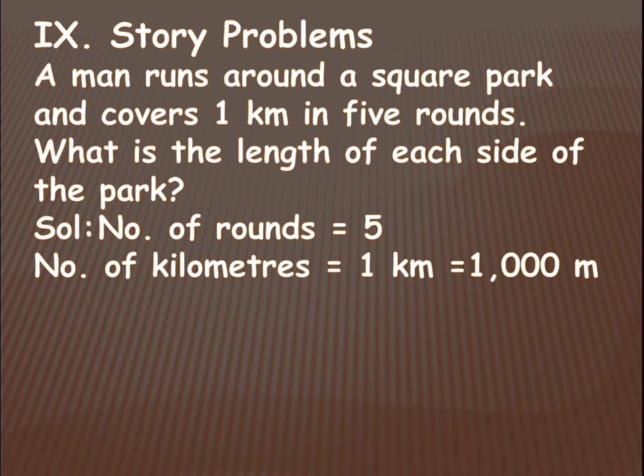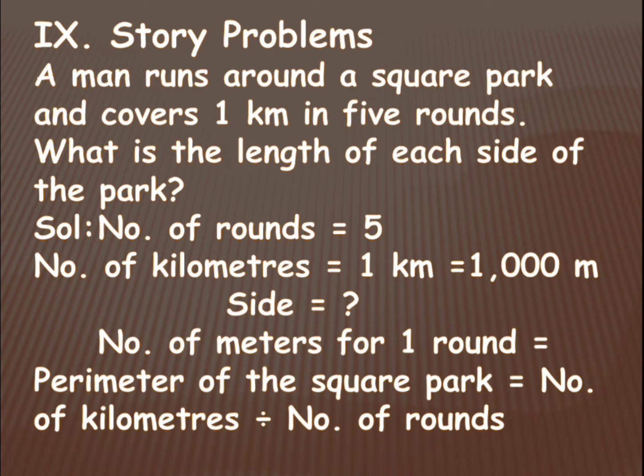1 kilometer. See, 1 we cannot divide by 5, isn't it, to get for 1 round. So let's convert it into meters, which becomes 1000 meters. Now the number of rounds is 5. The number of kilometers he covered is 1 kilometer. If we convert into meters, it becomes 1000. Now 1000 meters is for 5 rounds. Now let's find for 1 round. So the distance covered for 1 round, what we have to find? The side of the square park.